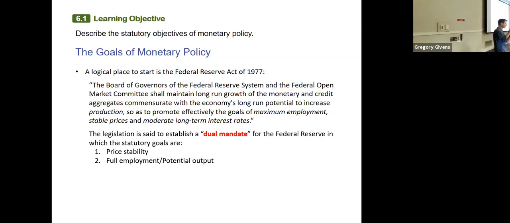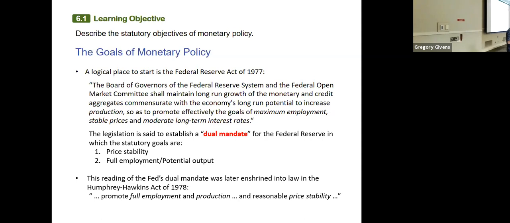This concept of a dual mandate was, I think, fully enshrined into law the very next year in the Humphrey Hawkins Act of 1978, where the key language in that legislation was that the Fed would make policy decisions to promote full employment and production and reasonable price stability, okay? So the broad macroeconomic goals that the Fed has in mind when it's trying to set monetary policy are clear. It wants to achieve its dual mandate, okay?